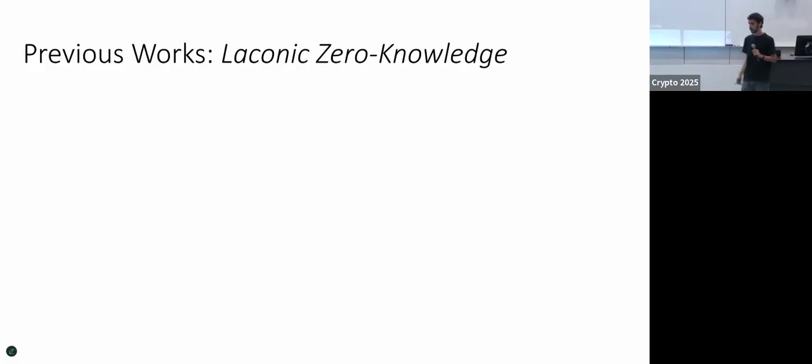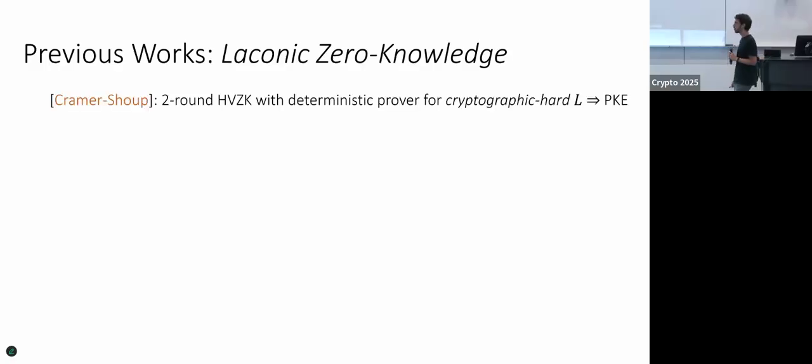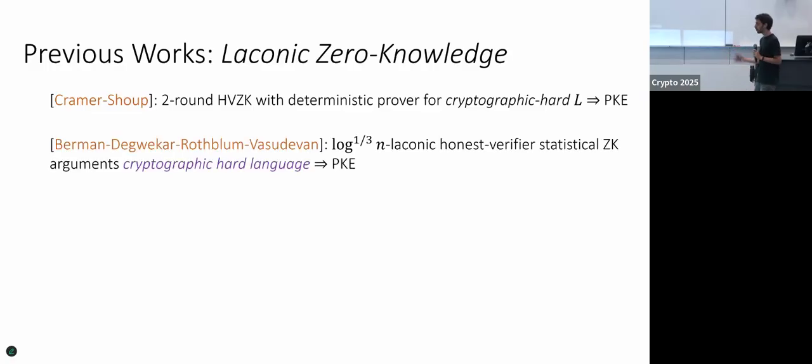Another work deals with laconic zero knowledge, and actually two works. So one is the work of Kraschewski and Shoup that basically showed that two rounds honest verifier zero knowledge with deterministic prover for cryptographic hard language implies public key encryption. And the second work is the work of Berman et al. That showed that very laconic honest verifier zero knowledge arguments for cryptographic hard language imply public key encryption.